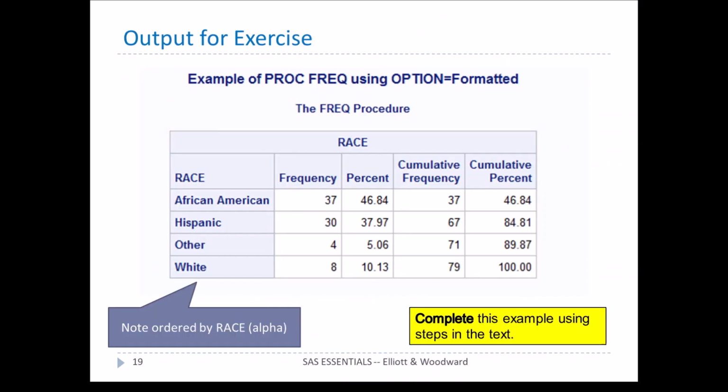And here are the results. Again, it's going to order it by the formatted values. So African American appears first, then Hispanic, other, and white. So it's ordered by alphabetized race.